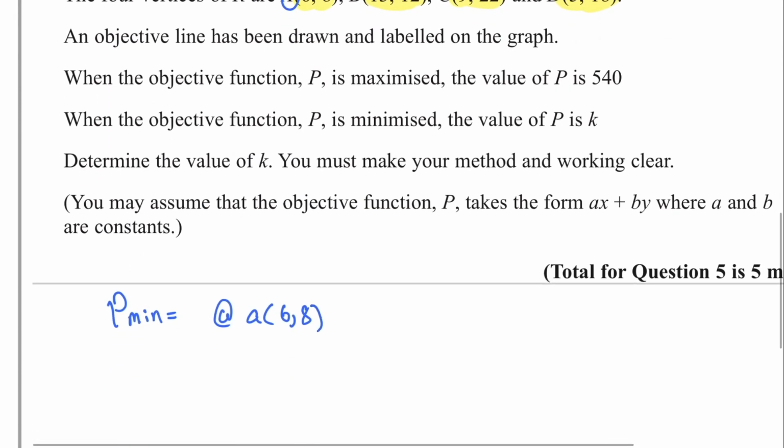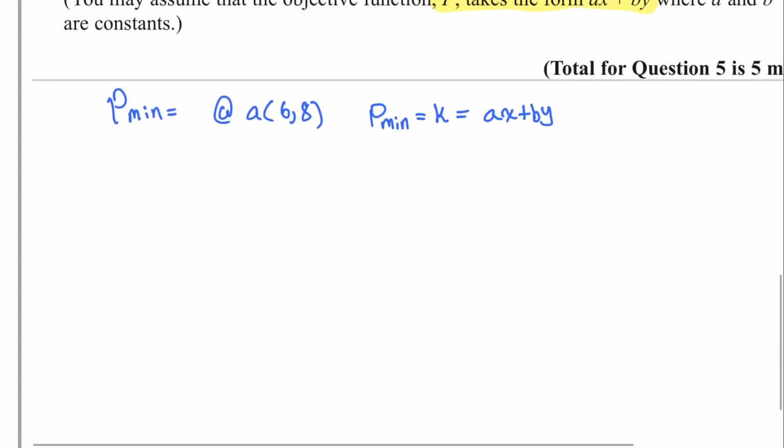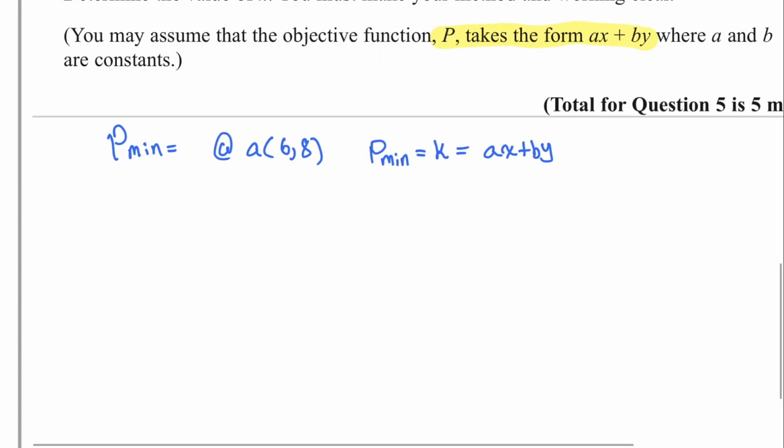We know that P minimum happens at A, which has the values 6 and 8. Yep, 6 and 8. And the question says you can assume that the objective function P takes the form AX plus BY. So I can say that P min, equal to K, is equal to AX plus BY. Let's leave this on the side right now and work with what we are given.